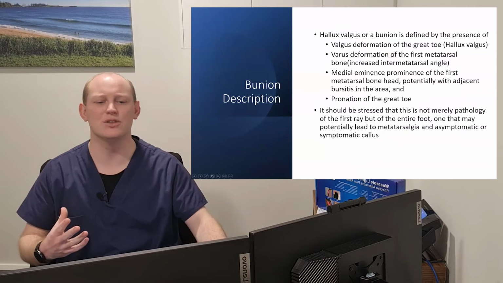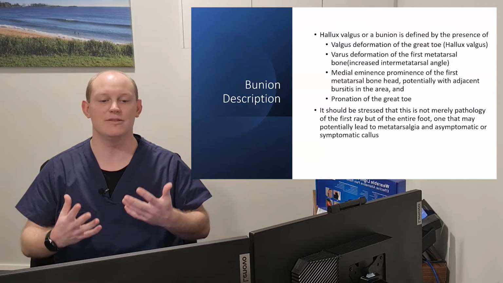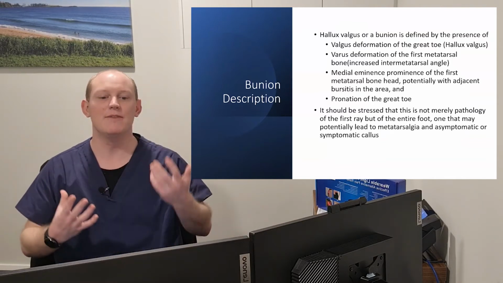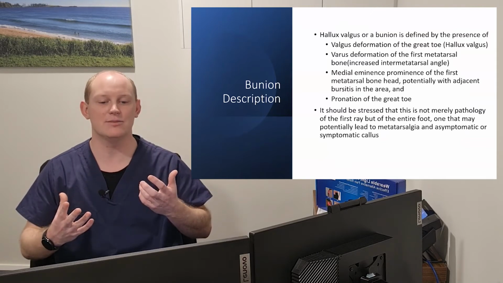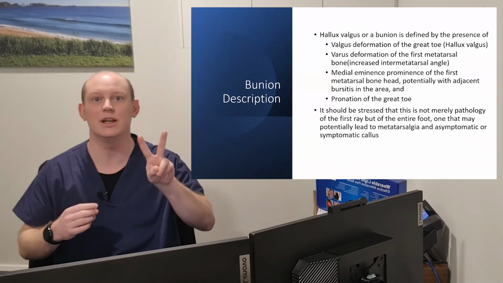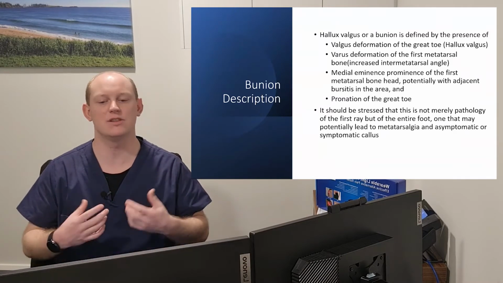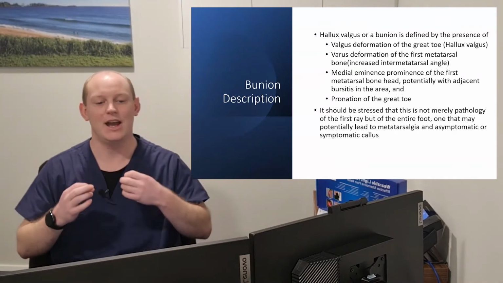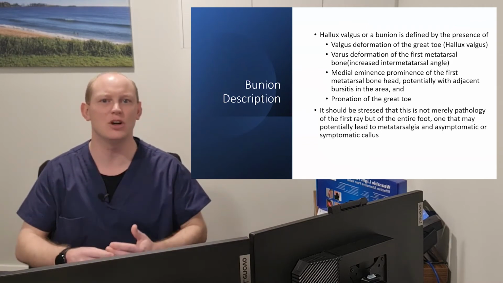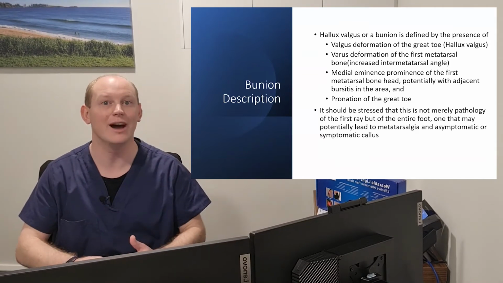So hallux valgus or bunion deformity is defined by the presence of that valgus deformation of the great toe, that hallux valgus as we know it. There may be a varus deformation of the first metatarsal bone. So typically we see that as an increased intermetatarsal angle between metatarsals 1 and 2, as well as that medial eminence or the prominence of that first metatarsal bone head. And sometimes we see a bursitis in this area, sometimes a Joplin's neuroma, a ganglion from this area, and that's not uncommon.